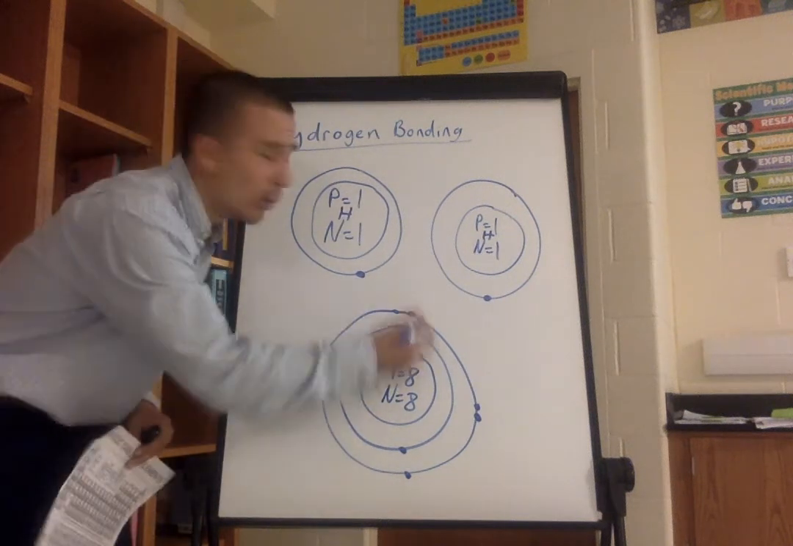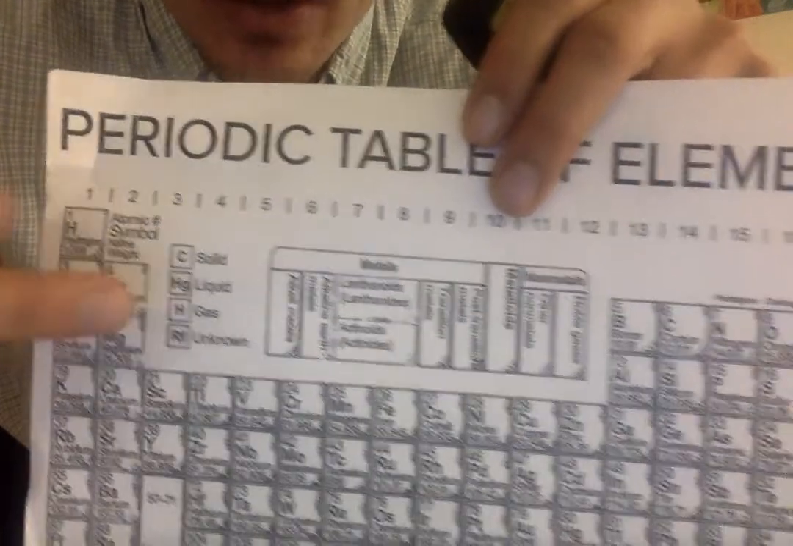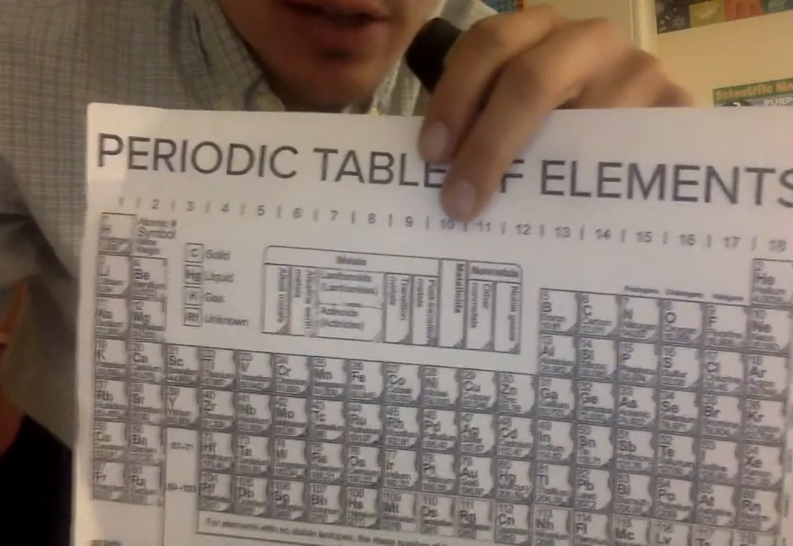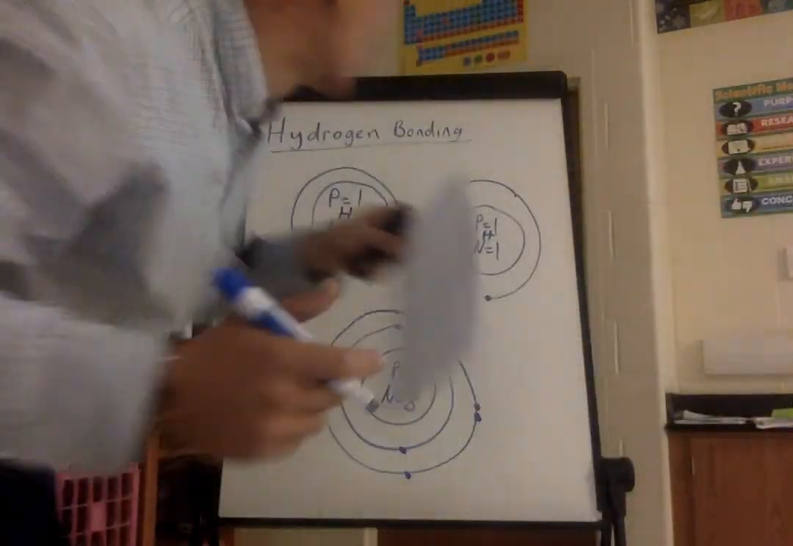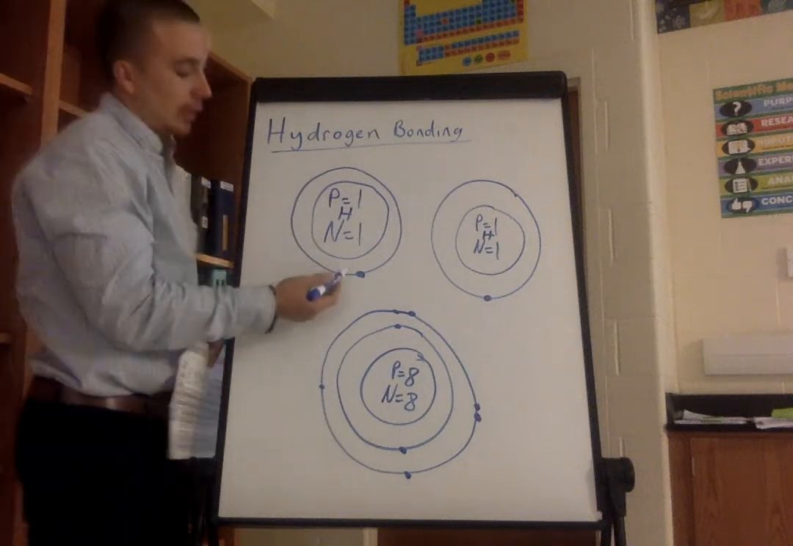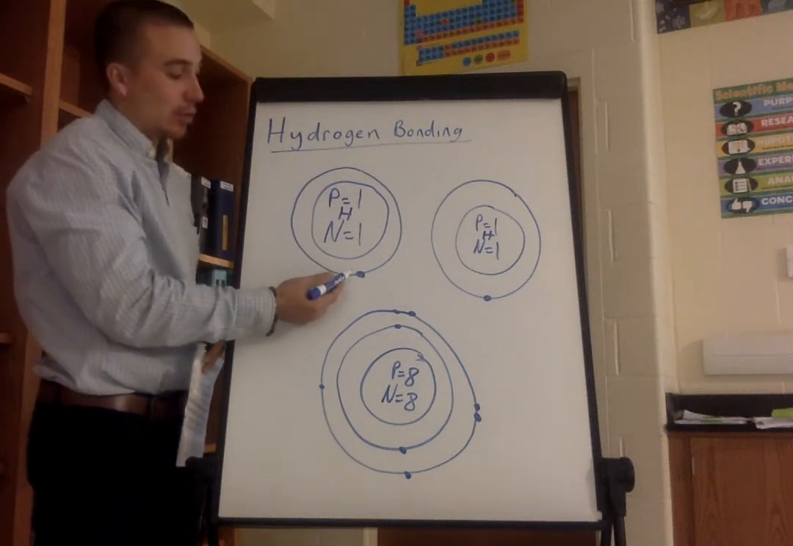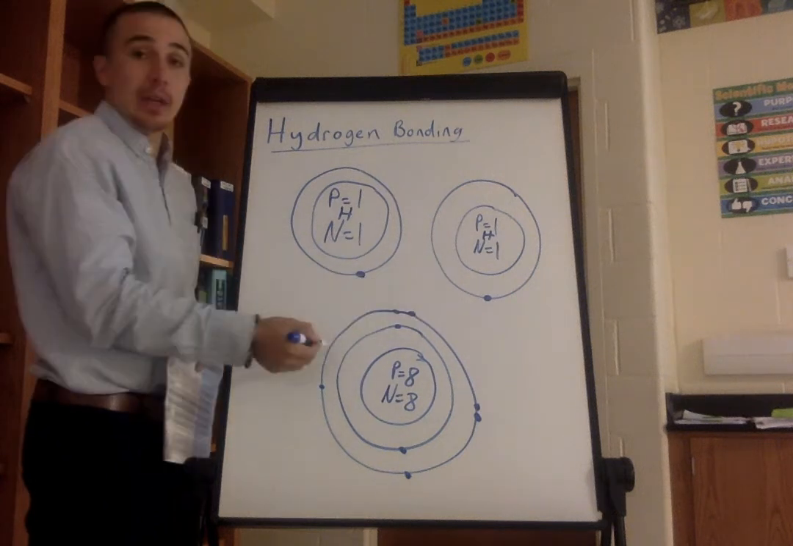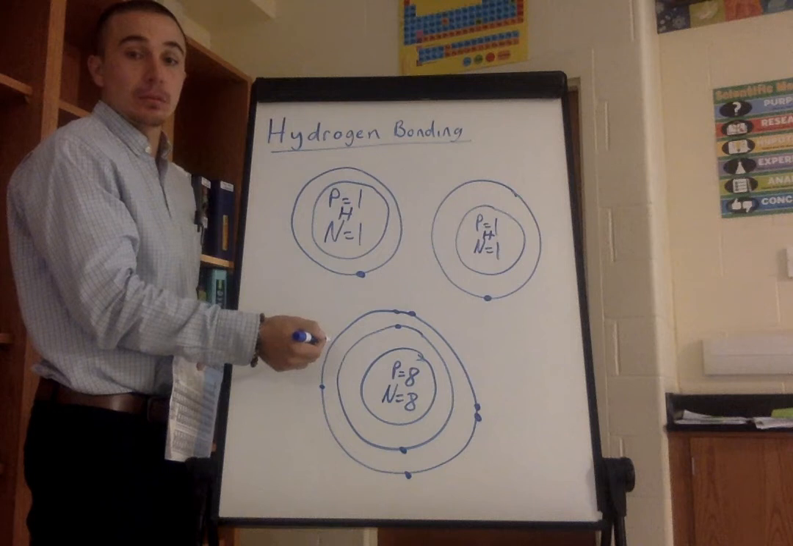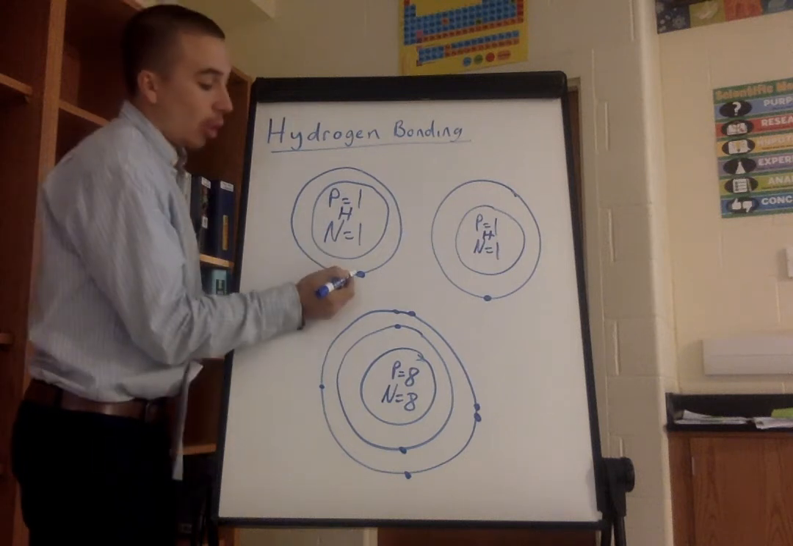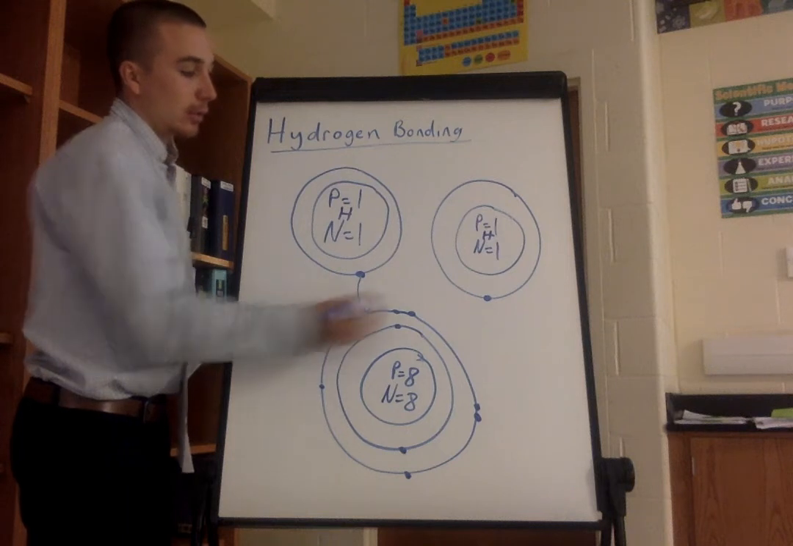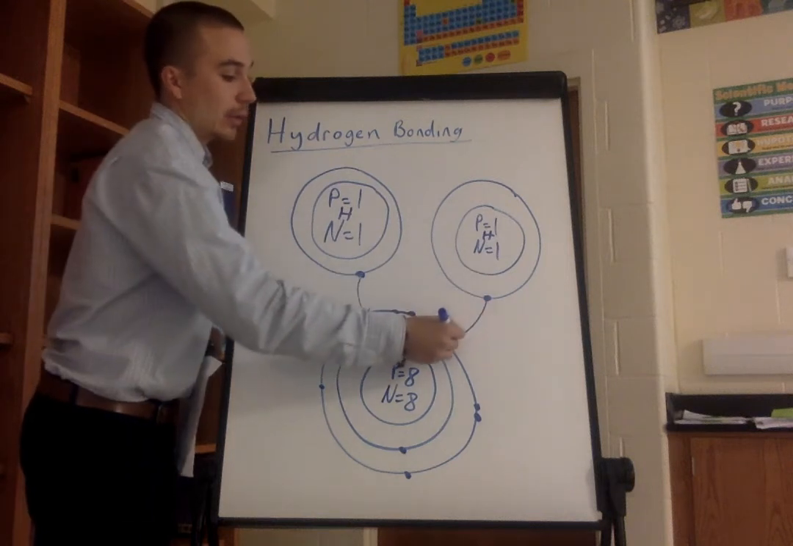But is my electron ring full? How many can you fit on the second ring? Remember, 1, 2, 3, 4, 5, 6, 7, 8. You can fit 8, but I only have 6, so I need 2 more. Now, let's look at the hydrogens. Their ring has an extra one that they can give. How many do we need? 2, correct. So all I'm going to do is move an electron over here, and move an electron over here.